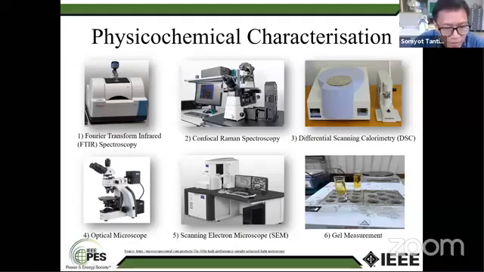And number four and number five are microscopes. Number four is an optical microscope, and number five is a scanning electron microscope. Number five, I use to investigate the morphology structure of the polyethylene before and after aging in nano and micro scale. And number six is gel measurement. After aging occurs, the polyethylene insulation may have a cross-linking process. The cross-linking process will result in gel content in the polyethylene. So I use gel measurement to measure the cross-linking percentage.